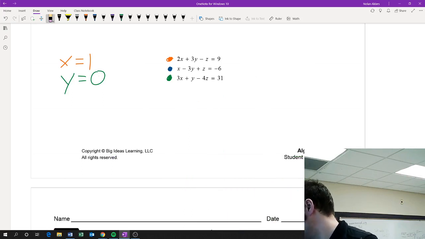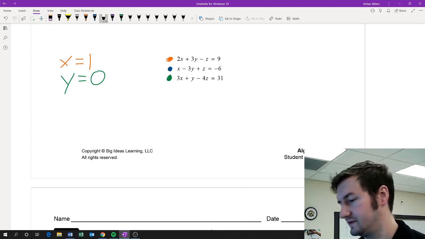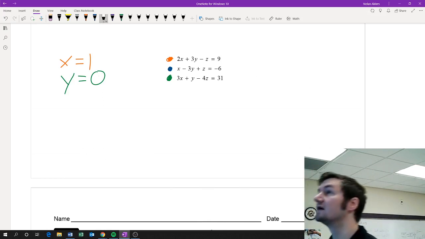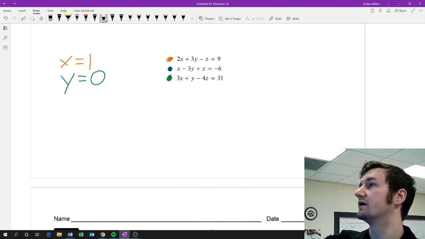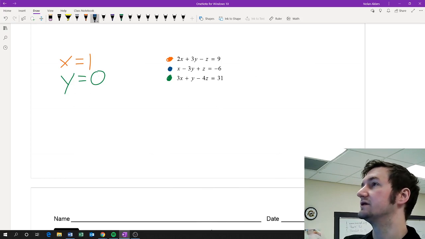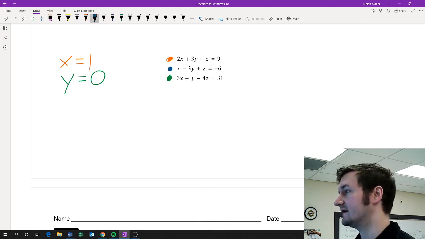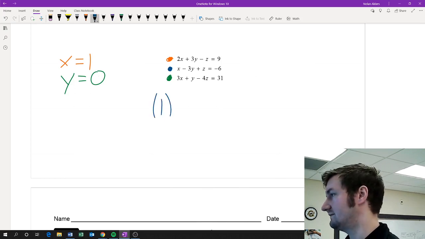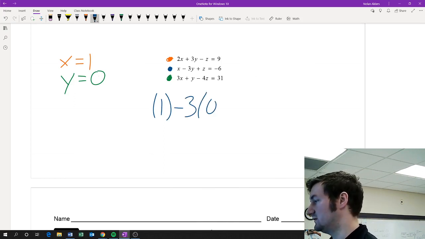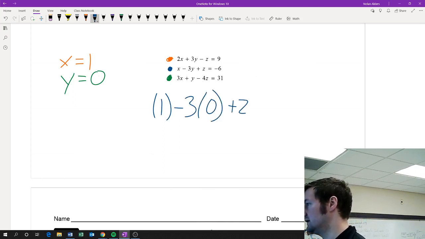Okay. And let's erase this again. And let's do this. Let's substitute it into the second equation, the original equation. So we know x is 1, so we'll put a 1 in there. Minus 3 times y is 0, plus z equals negative 6.